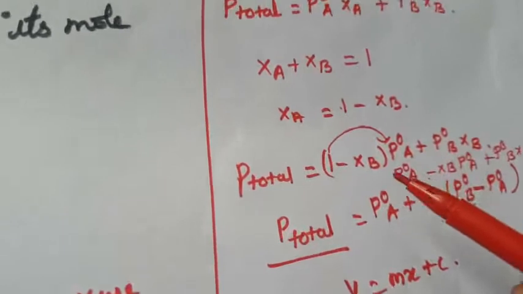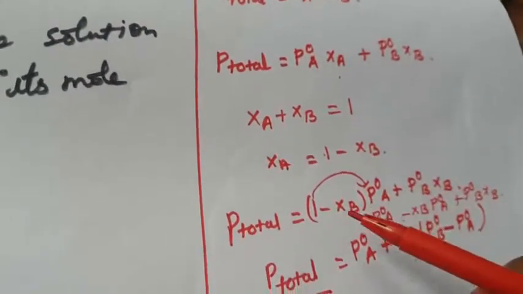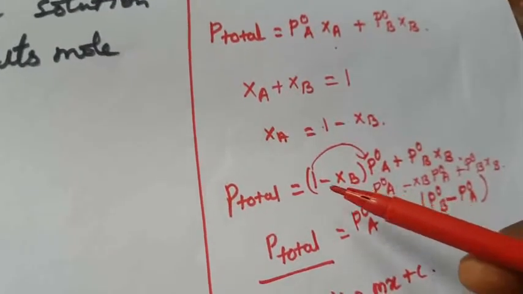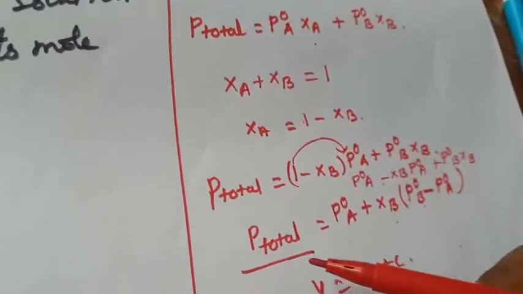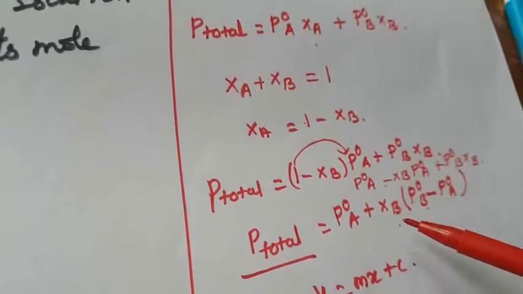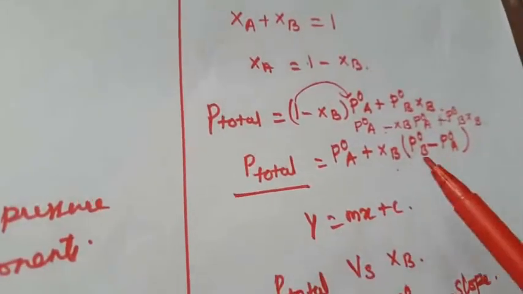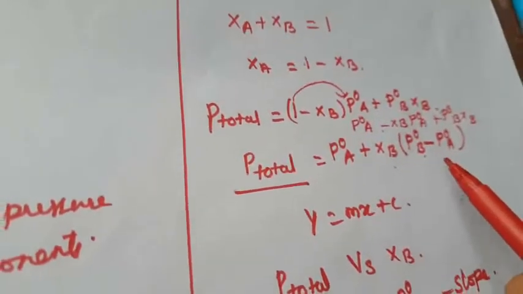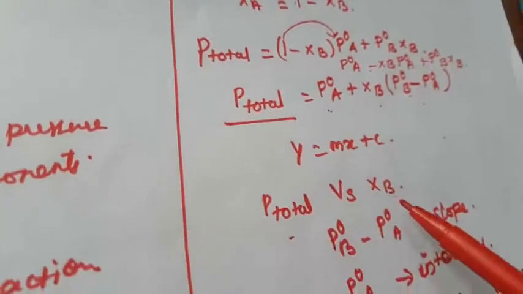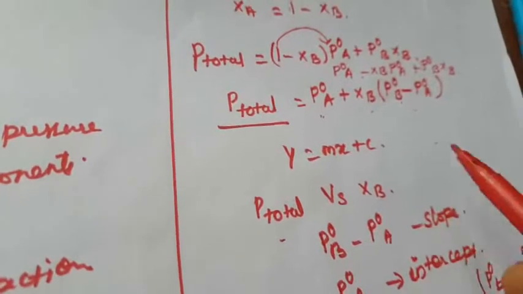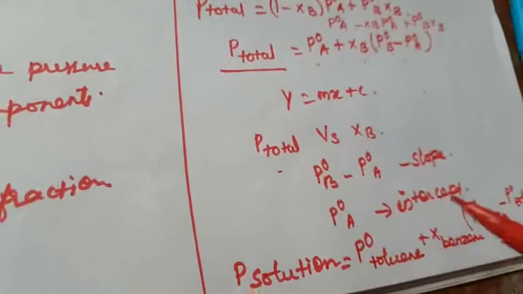P total is equal to, we now substitute this where XA is, and then multiply. So P total is equal to P0A plus XB into (P0B minus P0A). This looks like y is equal to mx plus c. So plotting P total versus XB, P0B minus P0A is the slope, and P0A is the intercept.